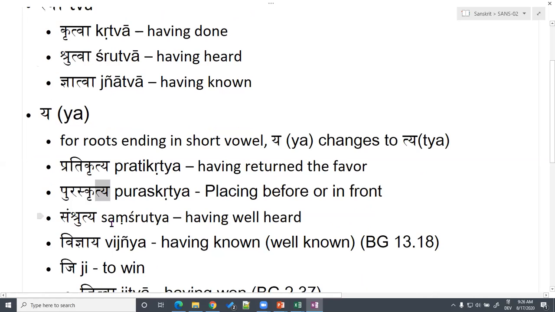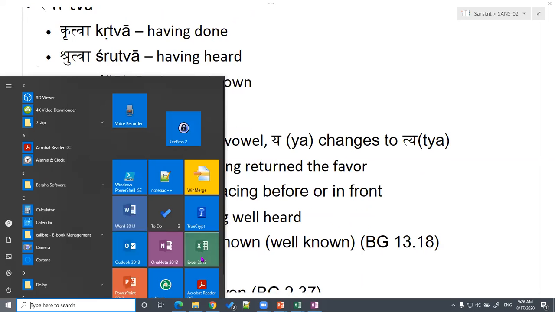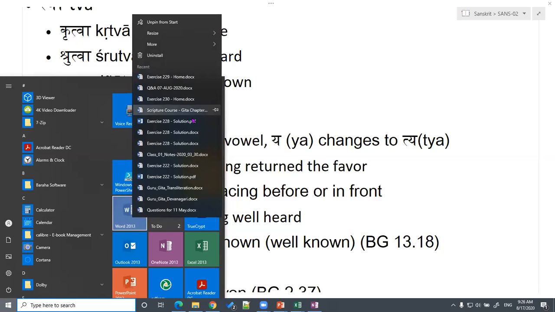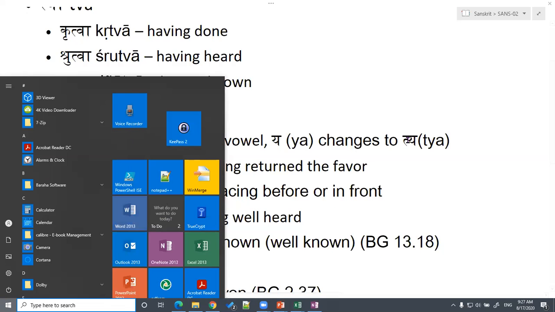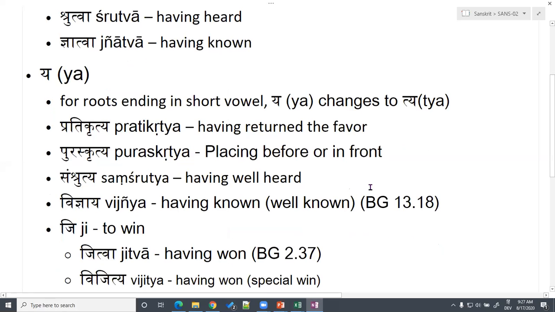Samshrutya, here the prefix is sam, shru is the root, and tya is the suffix, meaning having well heard. Gya, vi is the prefix, ya is the suffix, gya is the root, vigyaya, having well known. This comes in Bhagavad Gita 13:18. So if I take you to the Gita, I'll open the Gita file later, and I'll show you this example.